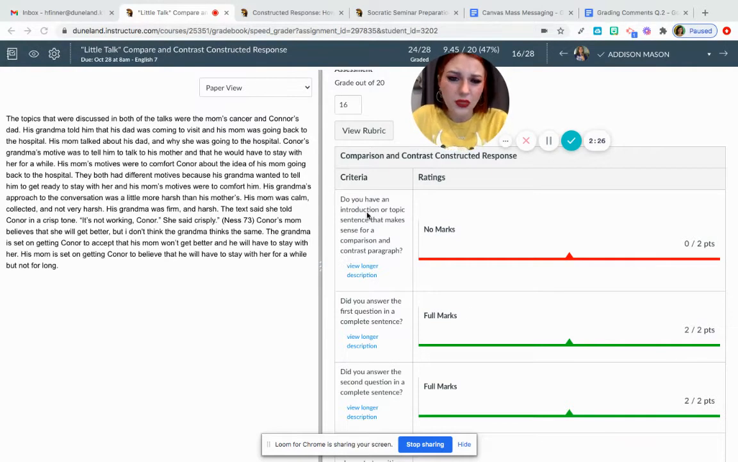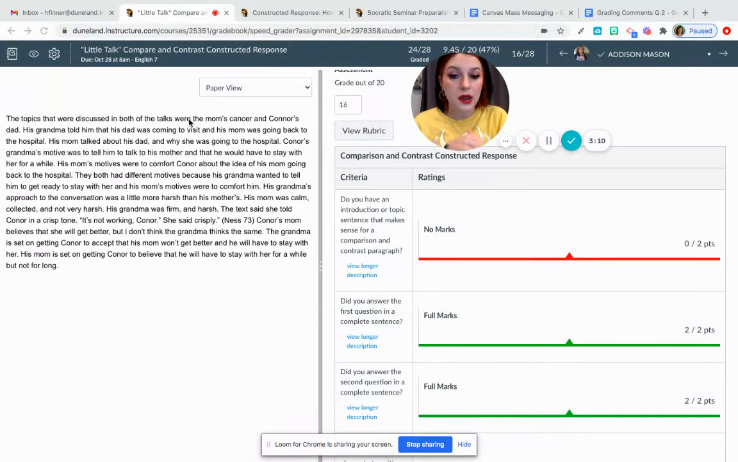So let's start. This is where she kind of needs to have some more growth, with her introduction. So the first piece of the rubric for everyone states, and again, this is for the Little Talk compare and contrast response, do you have an introduction or topic sentence that makes sense for compare and contrast? So remember, we said compare is how things are alike, contrast is how they're different. So in that topic sentence, you should say, like she says, the topics that were discussed in both of the talks were his mom's cancer and Connor's dad. Great. So she told me the topics that were both discussed, but does she talk about how they're different or how the different characters talk about them differently?